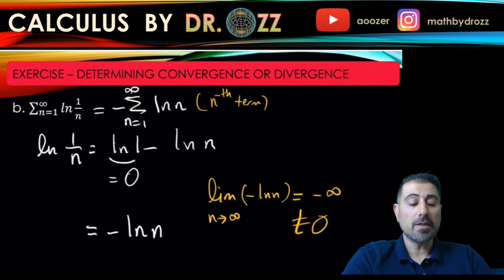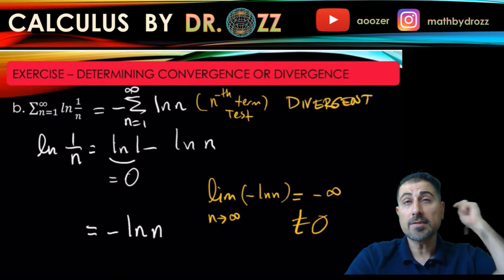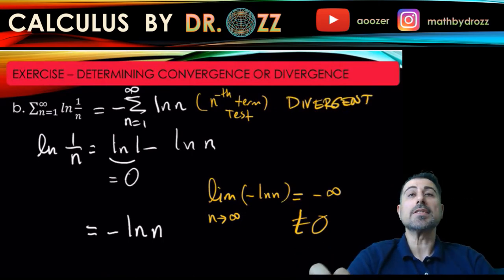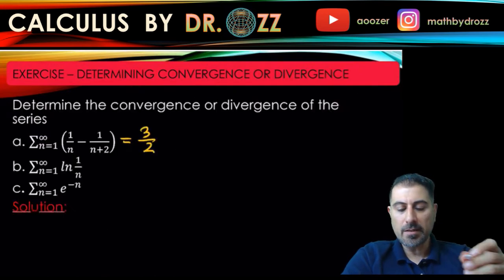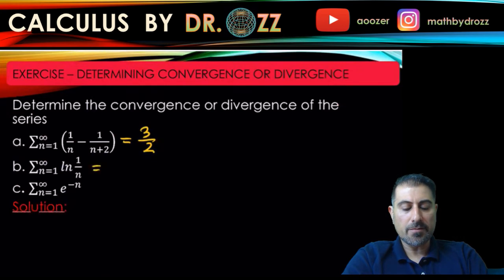by the nth term test, I can conclude that this is divergent. Remember that we use the nth term test to prove divergence, not convergence. All right, so this is a divergent series, and finally, I can write here that this is divergent as well.